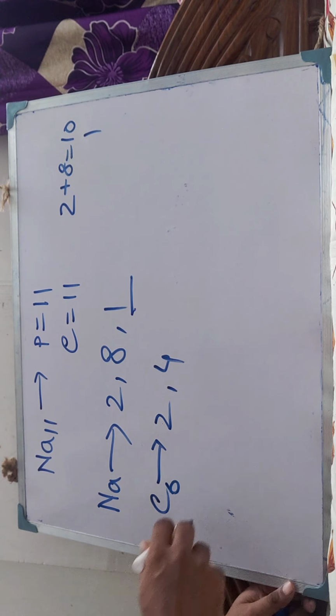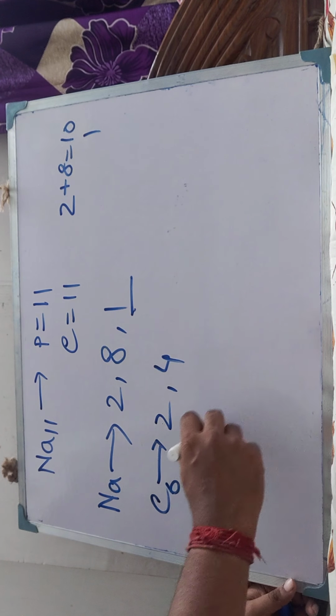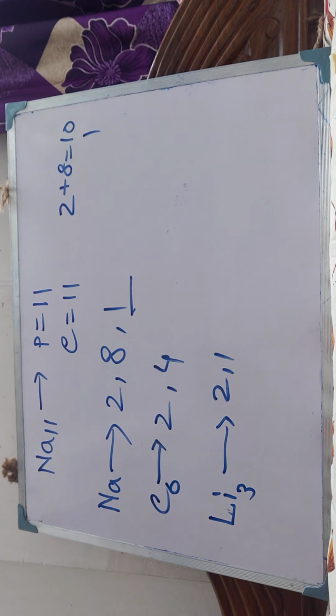Okay, not only carbon, let us write the electronic configuration of lithium. Atomic number is 3, electronic configuration should be 2, 1. Why is this 2, 1? Because you already know that in the first orbit a maximum of 2 electrons can be placed, and in the second orbit a maximum of 8 electrons can be placed. That means fewer than 8 electrons can also be placed.